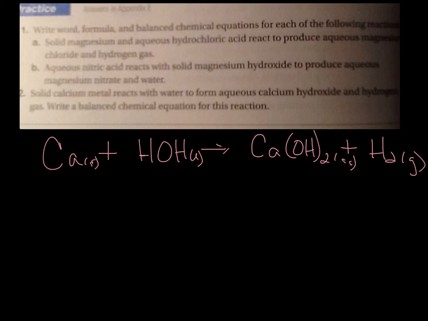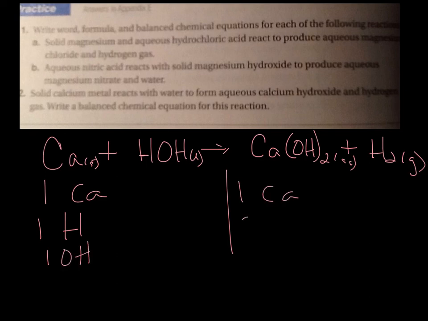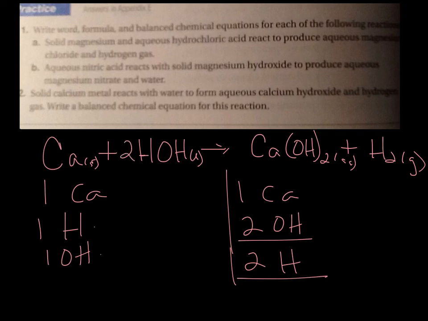Kind of messy looking, but now we need to balance. The first thing we need to do is assess. I have 1 calcium over here, 1 hydrogen, 1 hydroxide. Over here I have 1 calcium, 2 hydroxides, and 2 hydrogens. So we have 2 and 2 over here, and we only have 1 of each over here. If I put a 2 in front of the HOH, that changes this to a 2, and this one to a 2, and then it's balanced. Double checking: 1 calcium, 1 calcium, 2 hydrogen, 2 hydrogen, 2 hydroxide, 2 hydroxide. So there is our balanced chemical equation.